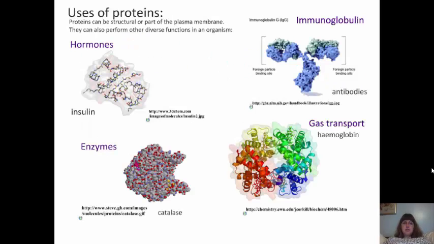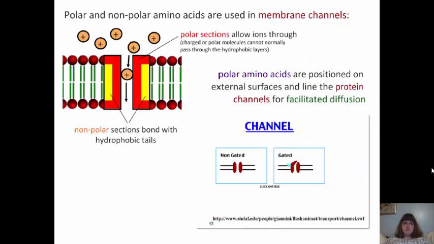So how do we use proteins? Proteins can be structural or part of the plasma membrane, and they can also perform many other functions in the organism. So we just talked about some, but there are hormones such as insulin, there are enzymes such as catalase, which we'll look at, there's gas transport, which is hemoglobin, and then immunoglobulins, antibodies, in charge of infection fighting.